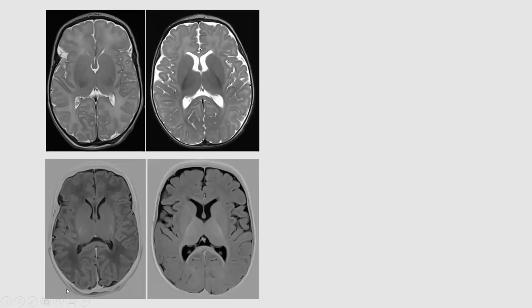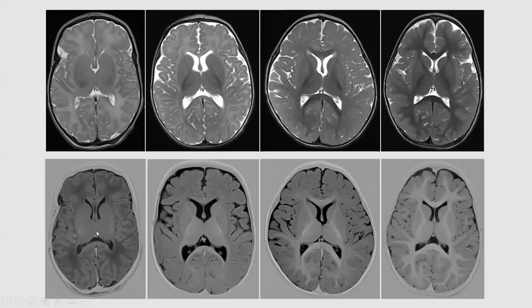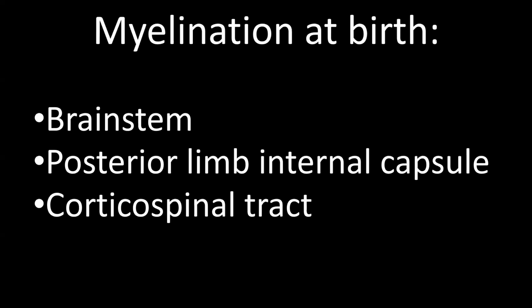a newborn child, a child of maybe 4 months old, about 8 months old, and somewhere between 1 and 2 years of age, and I believe closer to 2 years than to 1 year of age. T2 signal decreases and T1 signal increases.